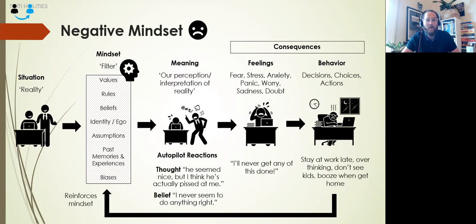So first, let's have a look at the mindset, the filter. So mindset is this filter, but it's comprised of a number of things. So the filter is made up of a number of components. So first, let's have a look at values. So values are things that make life important and meaningful. So they're things in life that are important to us. So examples of values could be security, love, safety, connection.